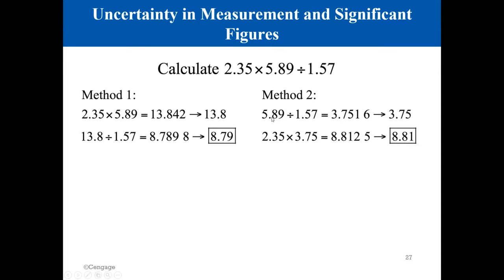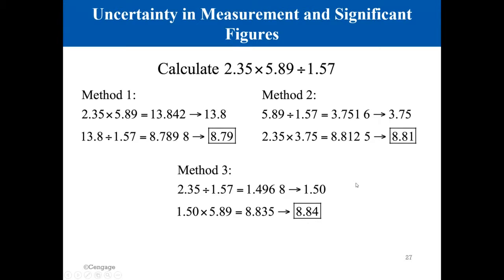Alternatively, you may do it this way. You may start first dividing 5.89 by 1.57. You have 3.7516. Again, 3 significant figures, 3.75. Then you take this, multiply it by 2.35. You get 8.8125. You round it to 3 significant figures, so it is 8.81. So you see, sometimes the final answer depends on the way we did the rounding, depends on the way we did the calculations.